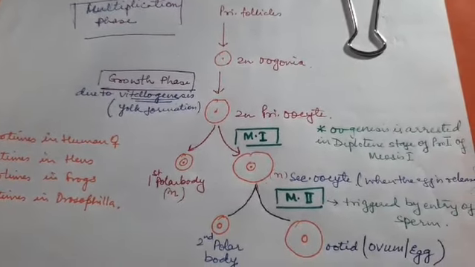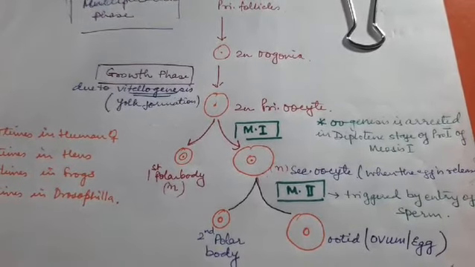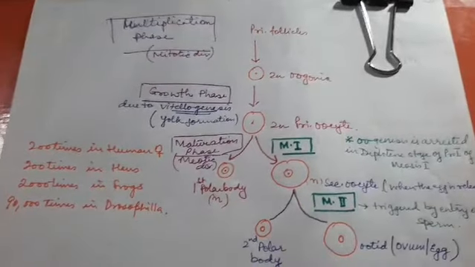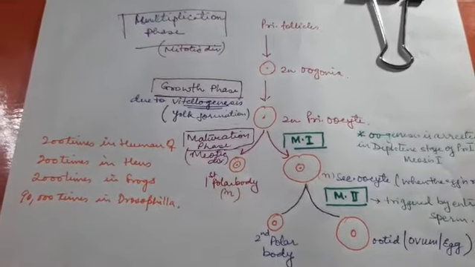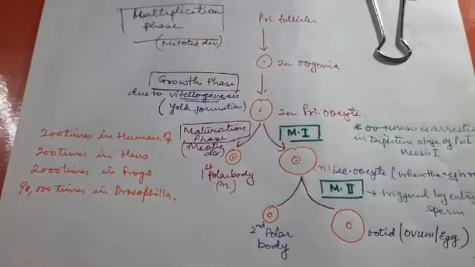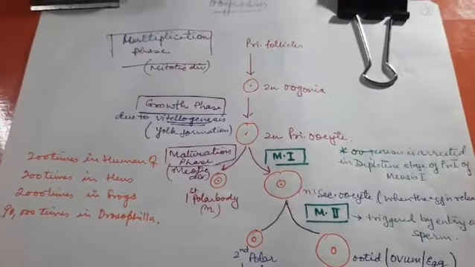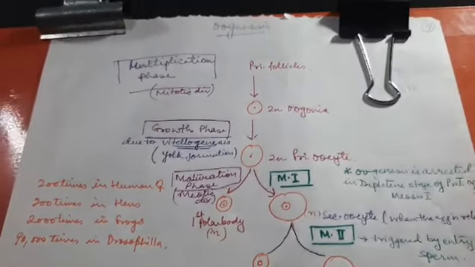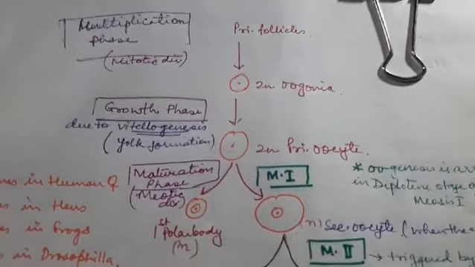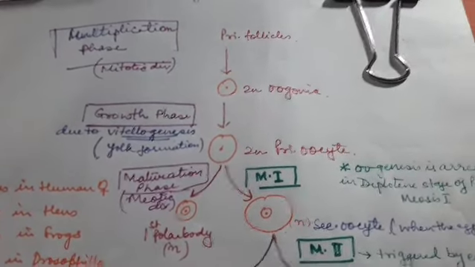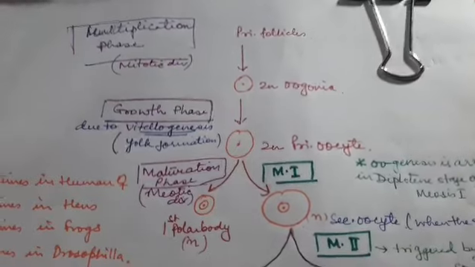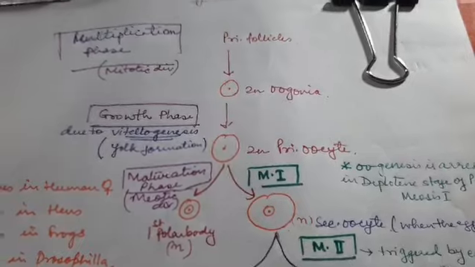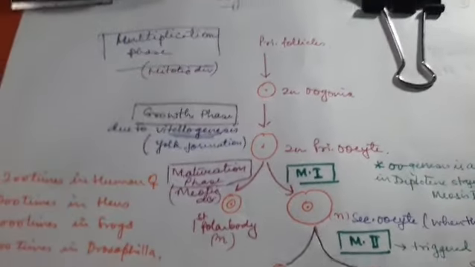So, this is the process which takes place and it gets completed. Let us see these stages. It is going to begin with primary follicles. There are mother cells, and they divide mitotically to form oogonia. These are diploid cells. This phase is called the multiplication phase, and here only mitotic division takes place.